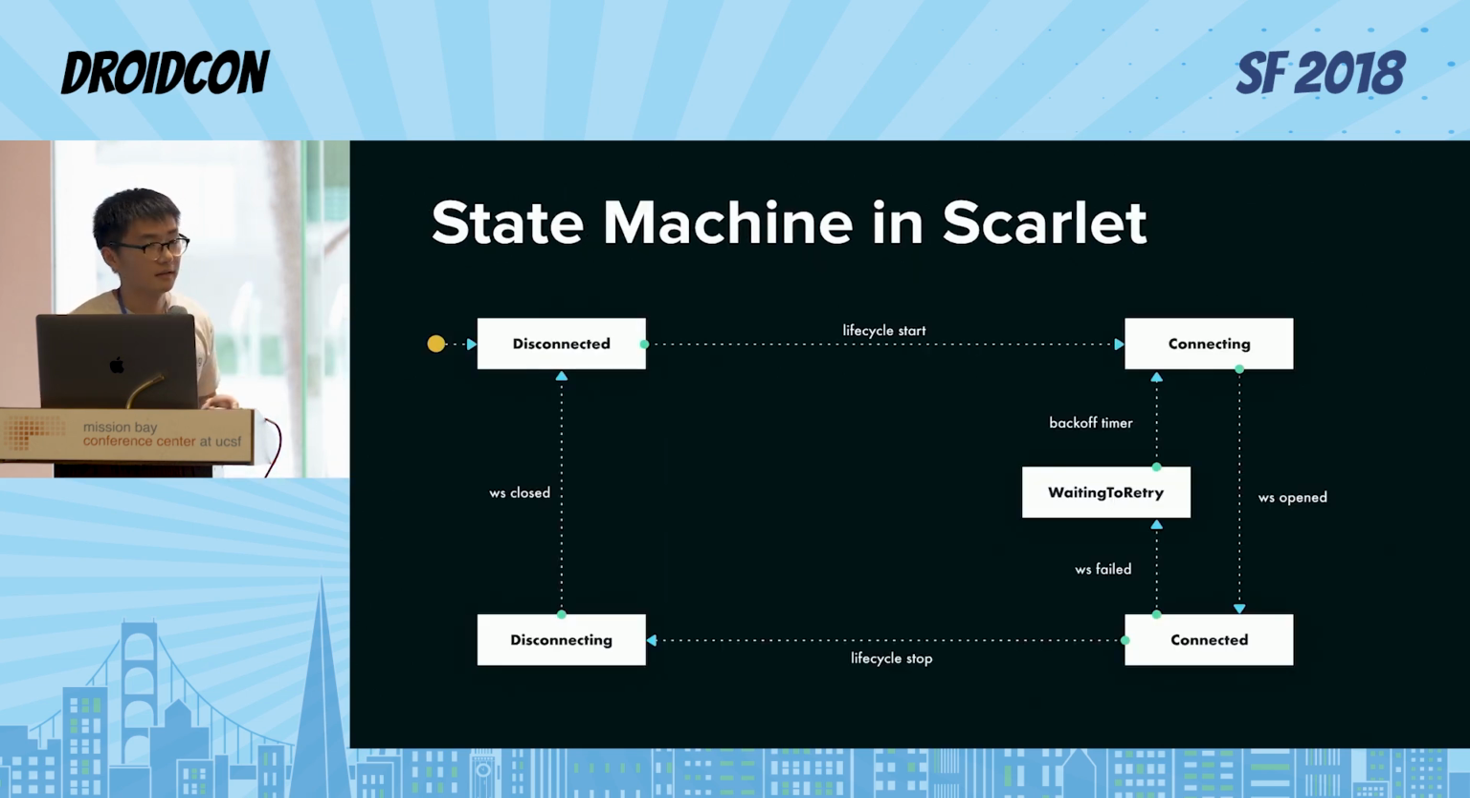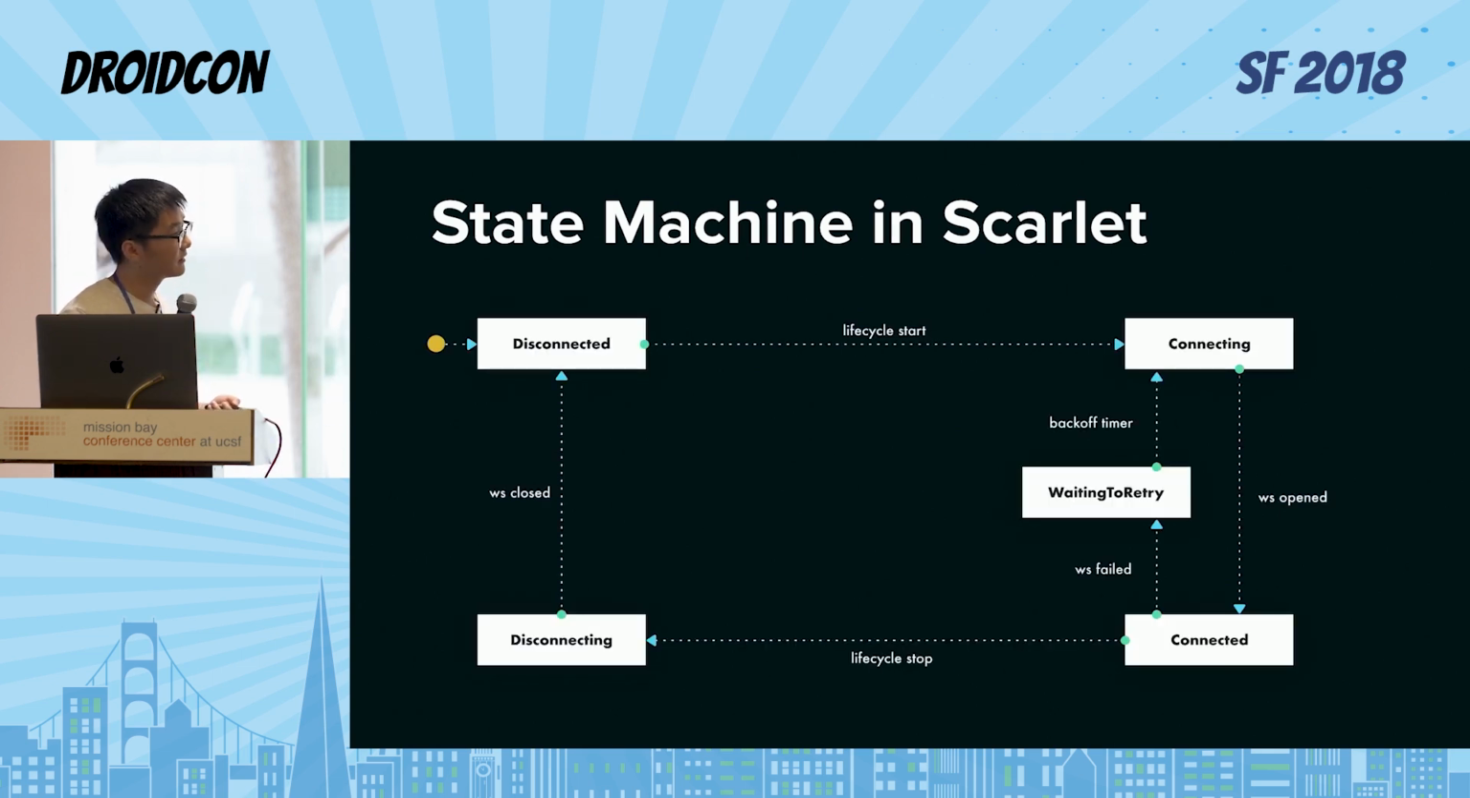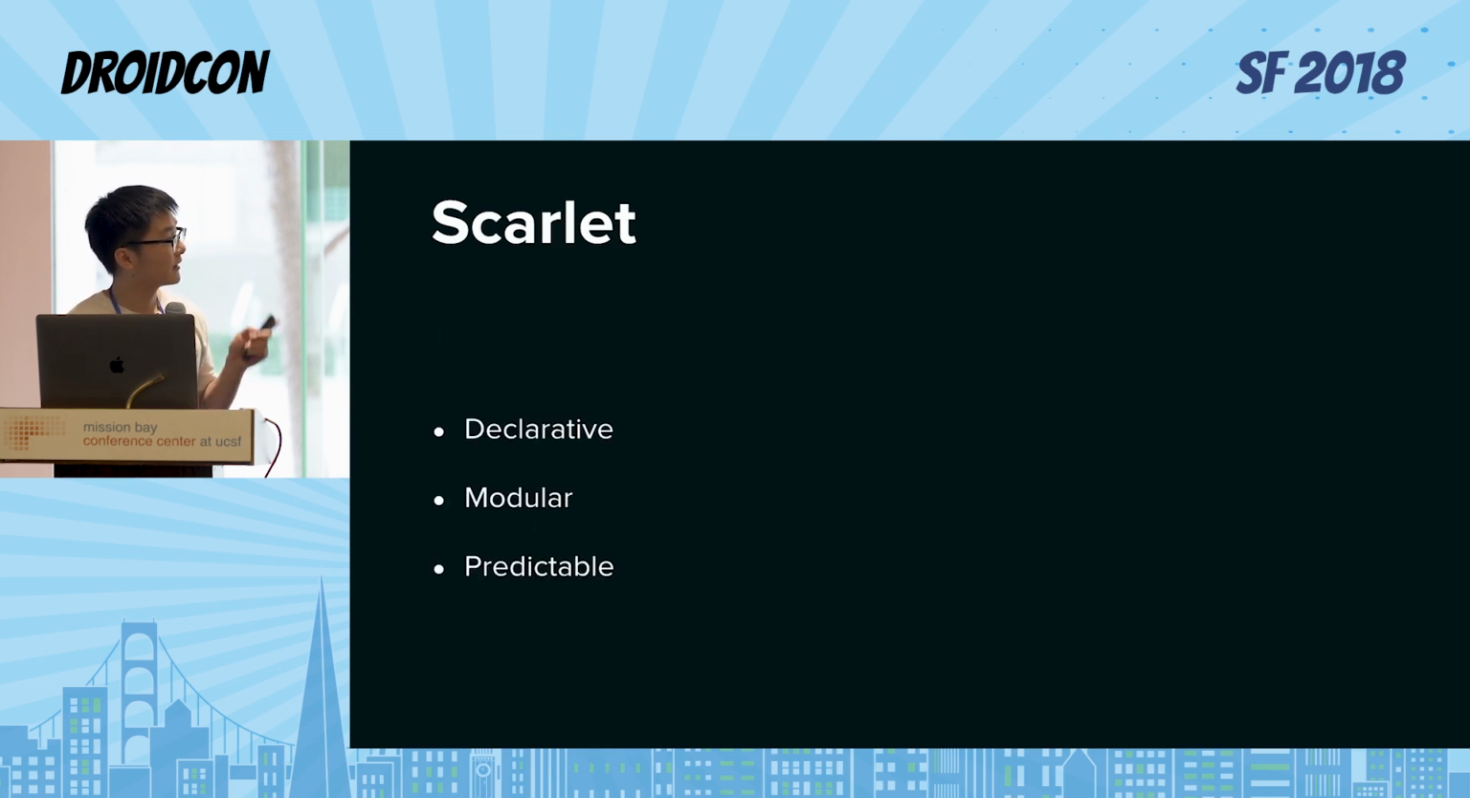Here's the state machine that Scarlet uses internally. It's simple and elegant, and it's customizable. This is how it uses the lifecycle changes to keep the connection open. And when the connection fails, it uses the backoff timer to recover the connection. This is the state management in Scarlet. Let's move on. And just to recap, Scarlet is declarative.